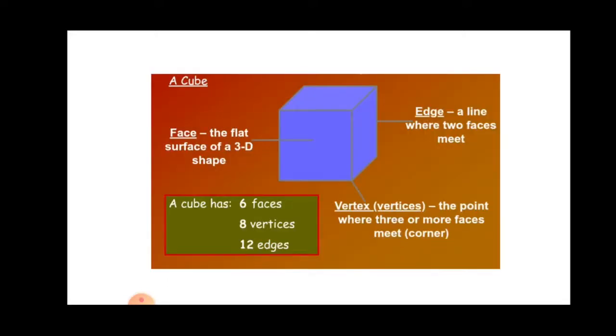Now students, in a cube you can see the front face is a flat face. You can see the corner vertices. The point where three or more faces meet is called a corner, and an edge is where two faces meet. A cube has 6 flat faces. You can count 1, 2, 3, 4, 5 and 1 at the back, 6. 8 vertices means corners, and edges are 12.